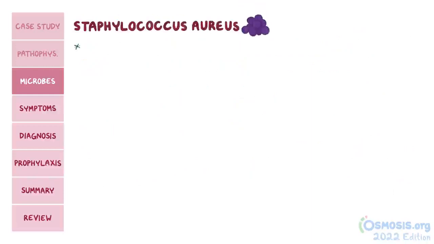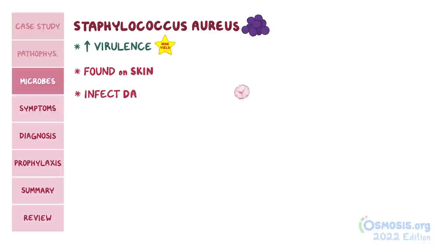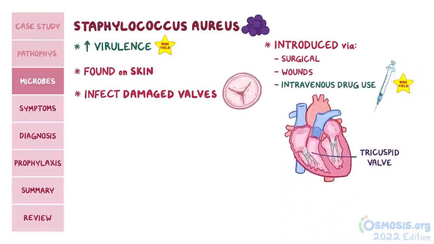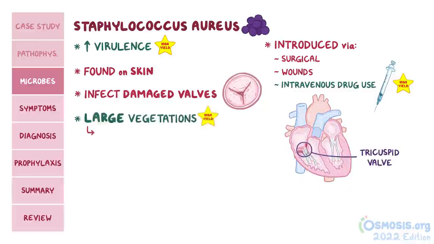Staphylococcus aureus, on the other hand, is a highly virulent bacteria that can be found on the skin, and it can infect damaged valves. They're often introduced via surgical procedures, wounds, or intravenous drug use, and often affects the tricuspid valve. S. aureus causes large vegetations that can destroy the valves.